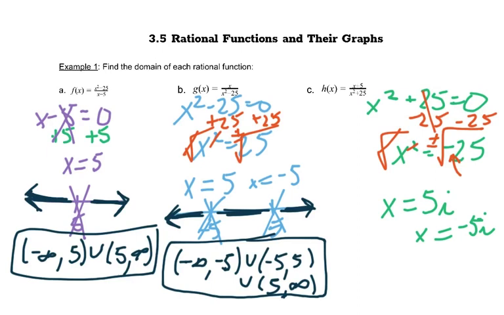So here's the thing with domain. Domain only talks about real numbers, and these are not real numbers. So they don't show up on a number line. So we can't cross them out on a number line, which means that our domain is just negative infinity to positive infinity. There's no real numbers that are going to mess this problem up.